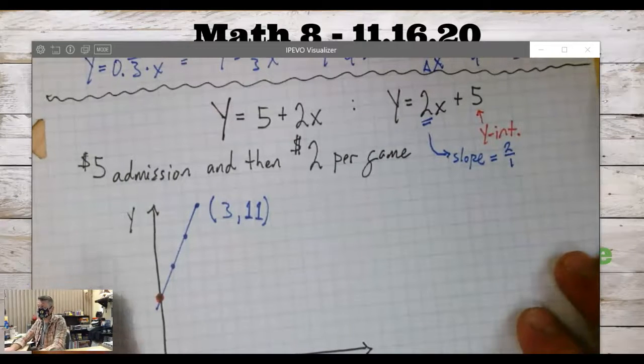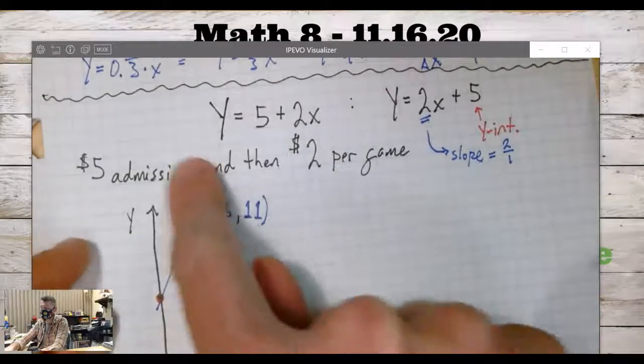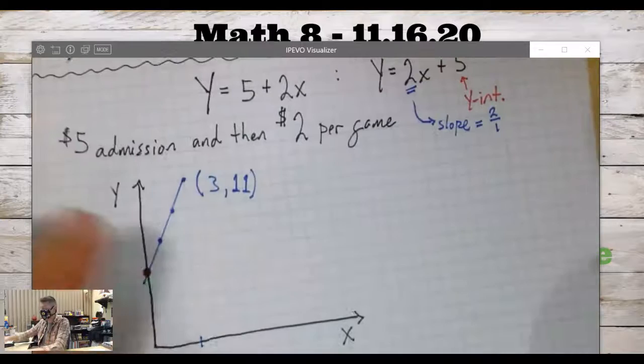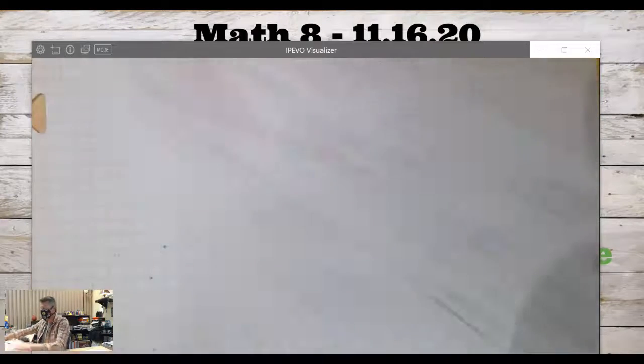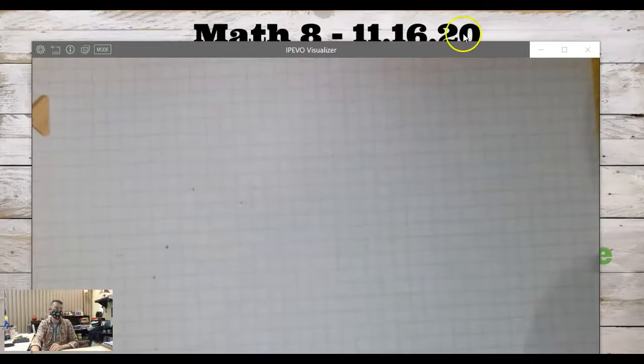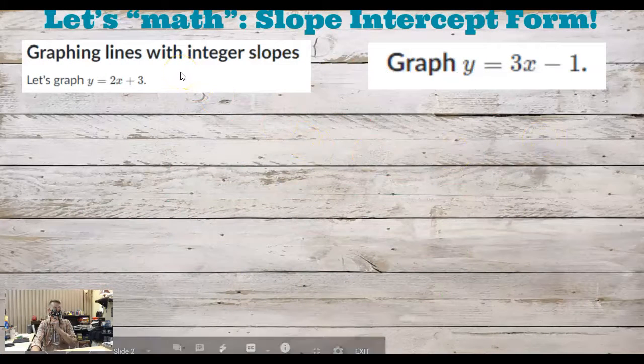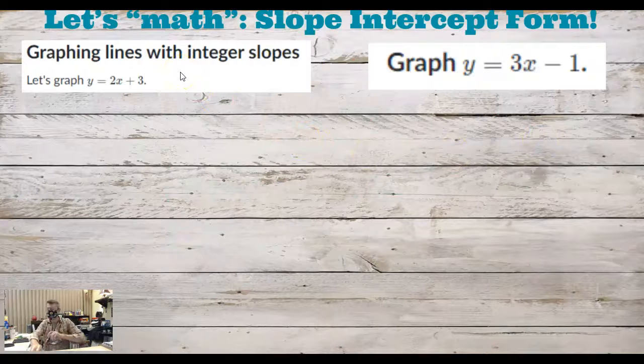So, I'm going to go to a different sheet because I didn't leave myself much space up here. If you have colors, let's pull out some colors, but I'm going to start a different sheet. And we're all going to practice graphing in slope-intercept form by graphing these 2 lines. And actually, then I'm going to give you some more lines to graph.